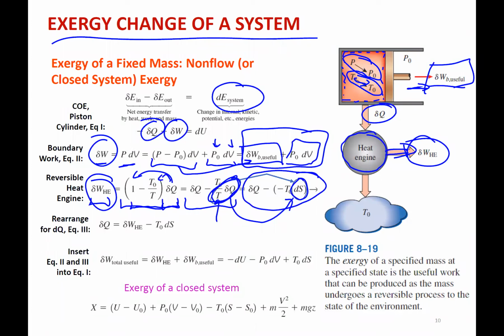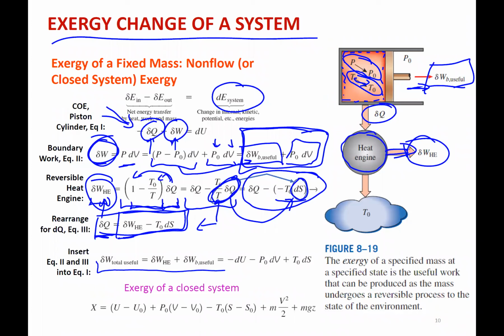If we rearrange it, with heat transfer on the left, and then the work out of the heat engine, and then this T dS on the right, now we have an equation also for heat transfer. We already set up one for the work here, and now we have one for the heat transfer. So we plug those into our conservation of energy that we started with for dQ and dW, and this is what we get.